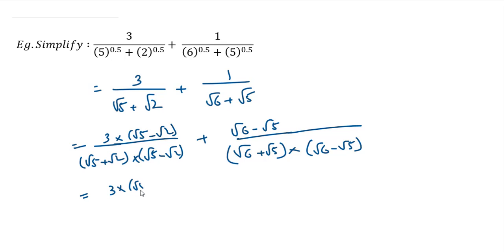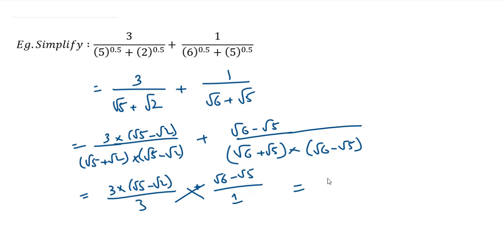3 into square root 5 minus square root 2 upon x plus y into x minus y will be x square minus y square. So we will have 5 minus 2, which will be 3, plus we'll have square root 6 minus square root 5, and this will again become x square minus y square, which will be 6 minus 5, which will give us the value as 1. So now to simplify it further, we can cross multiply these things.